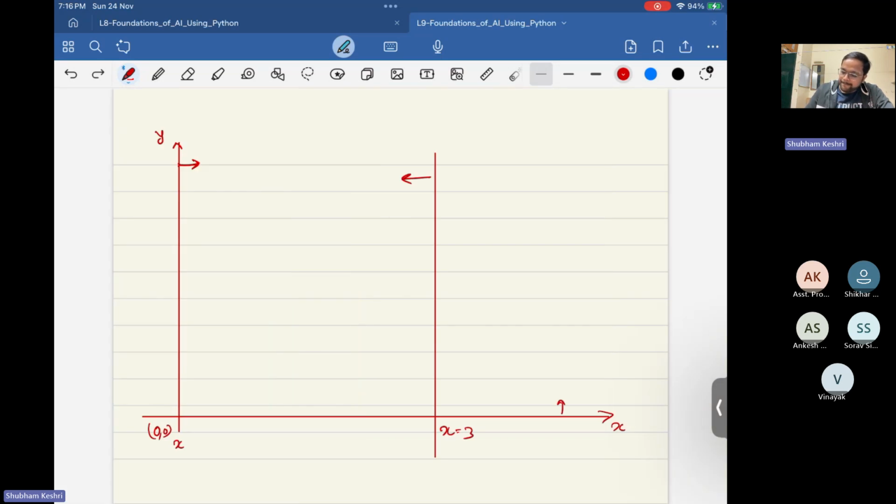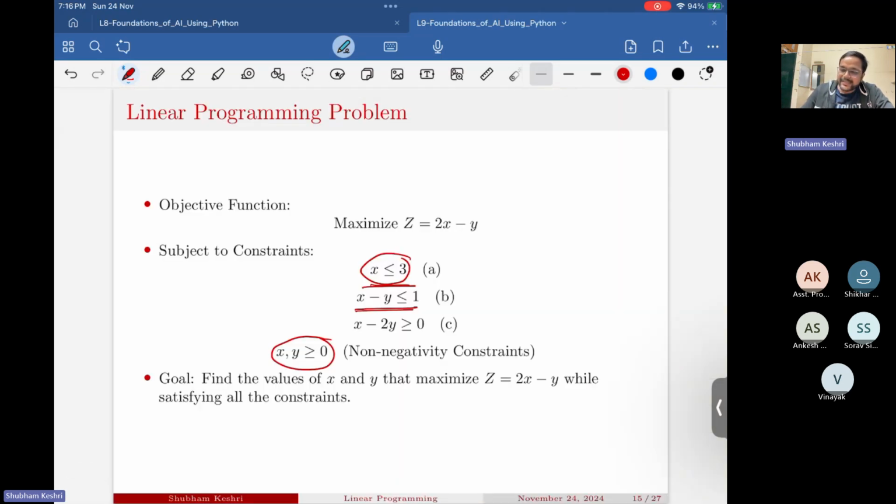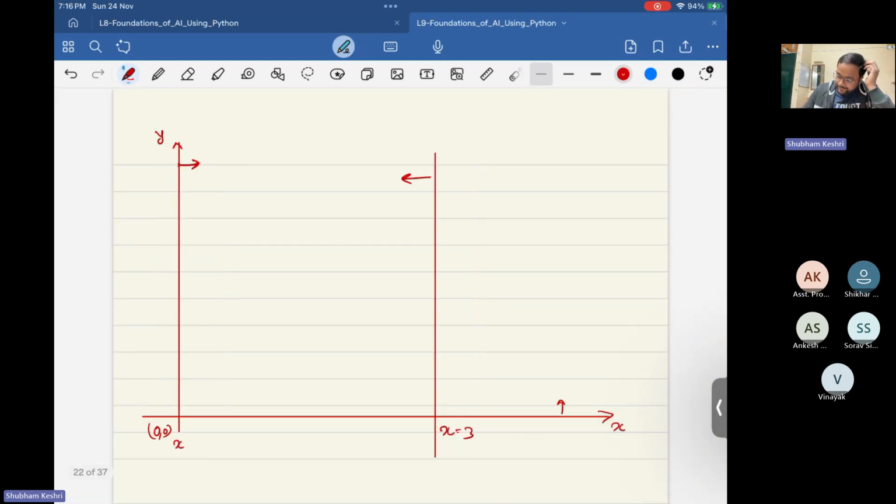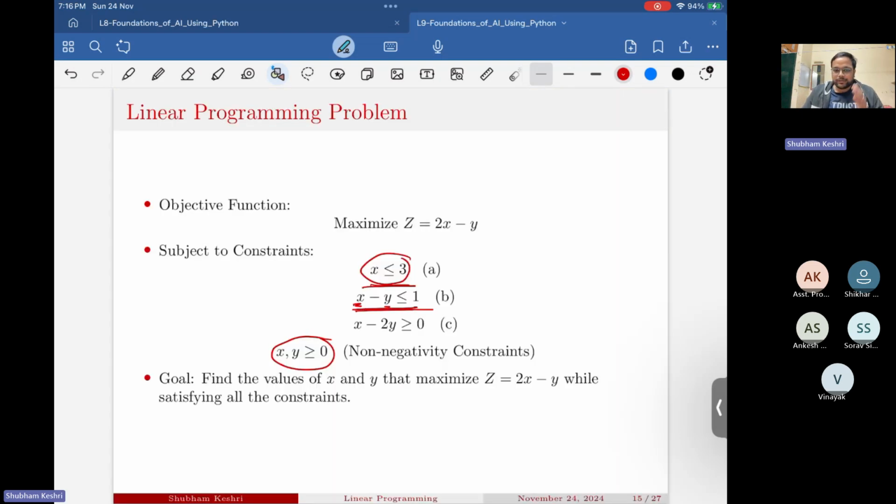Now we have another constraint, which is x minus y less than equals to 1. You can think about it in intercept form. So x has an intercept of 1 and y has an intercept of minus 1. I hope you know the intercept form of a line. So the line will pass through x equals 1 and y equals 1, maybe here. The line will be like this. This is the line x minus y equals 1.